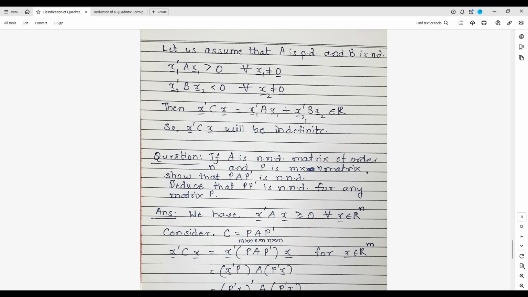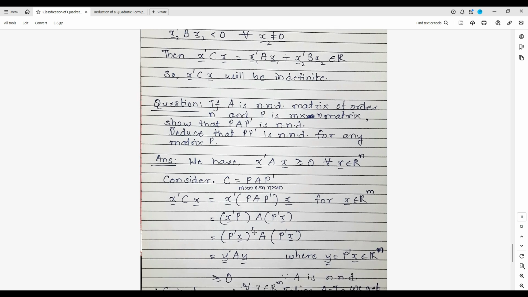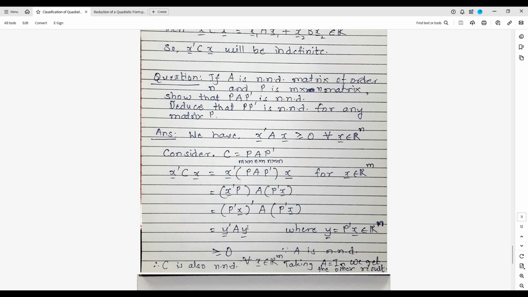Now let us call C as P transpose AP, where P is an m cross n matrix. Then x prime Cx becomes x prime P prime AP x. Now this x prime P can be viewed as (P prime x) transpose A (P prime x). Now let us call this P prime x as y. Then because P is any m cross n matrix, P prime x is any n-dimensional vector. So this vector y is any n-dimensional vector in the Euclidean space. So this quadratic form x prime Cx becomes y prime Ay.